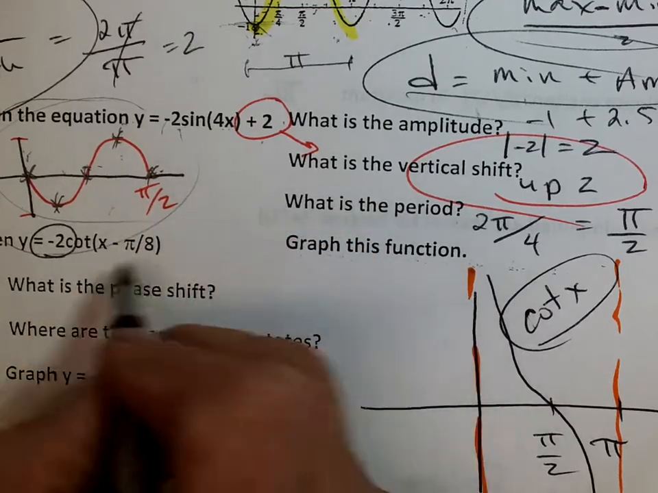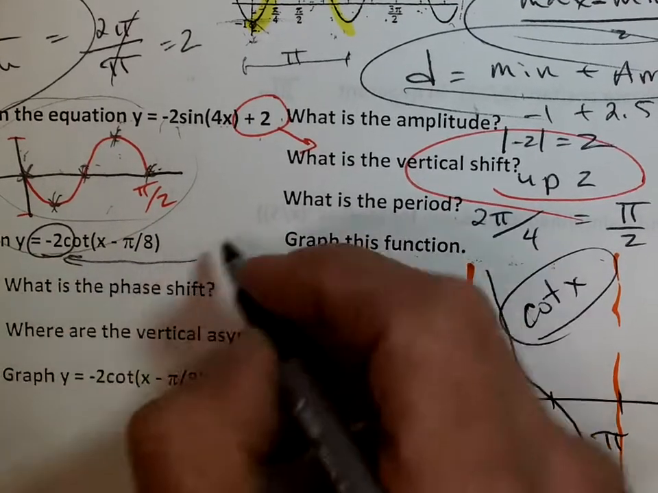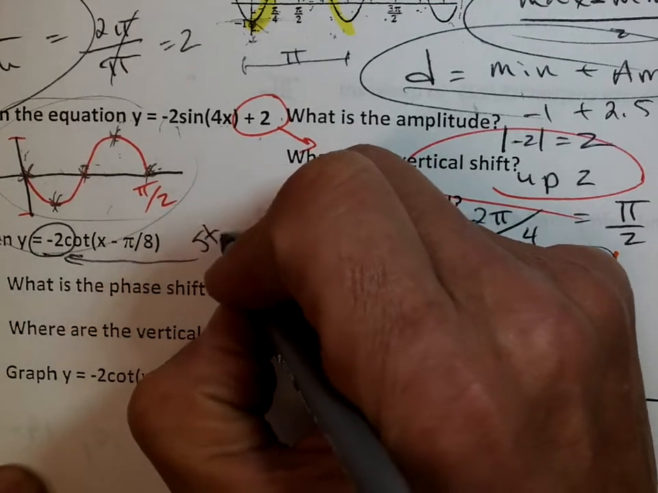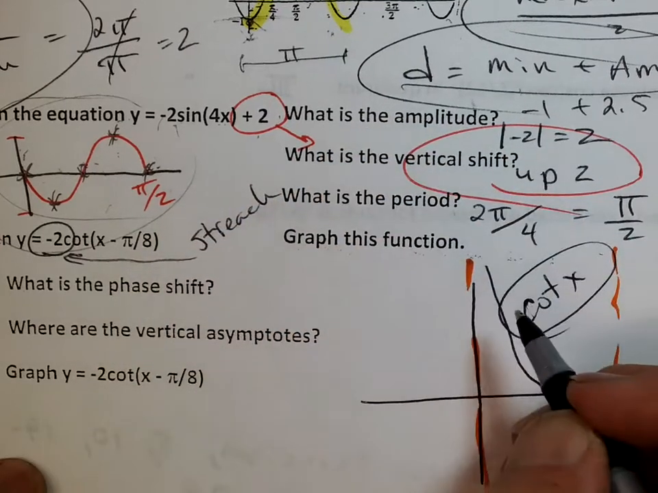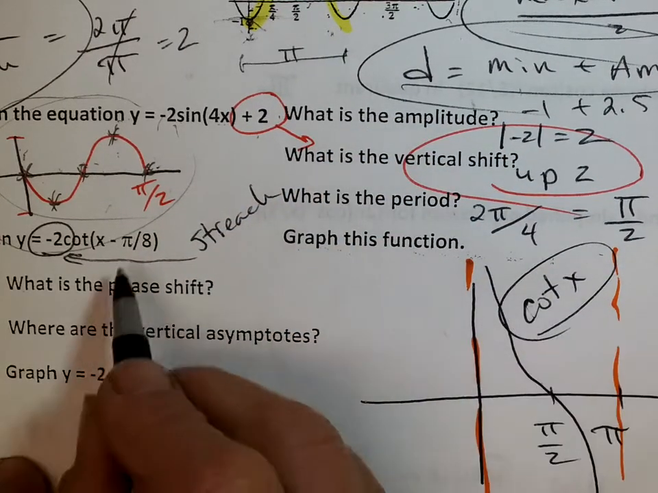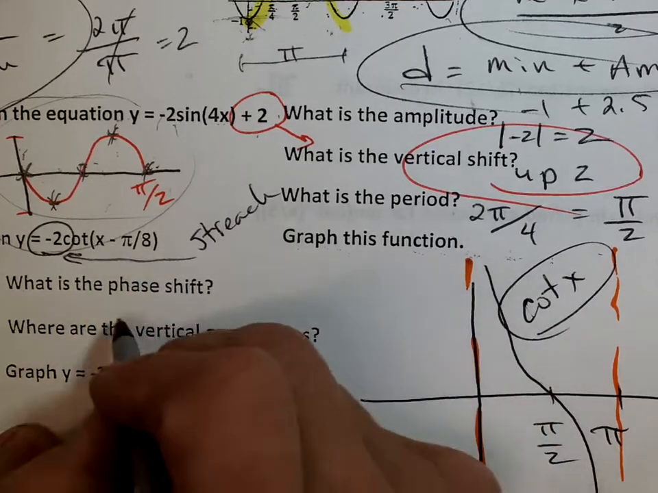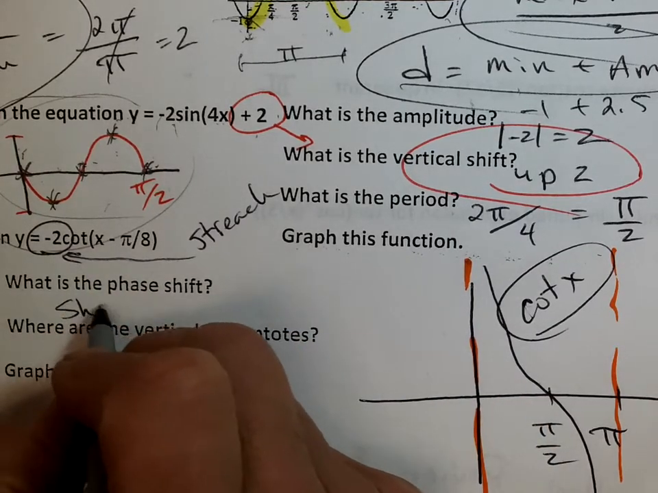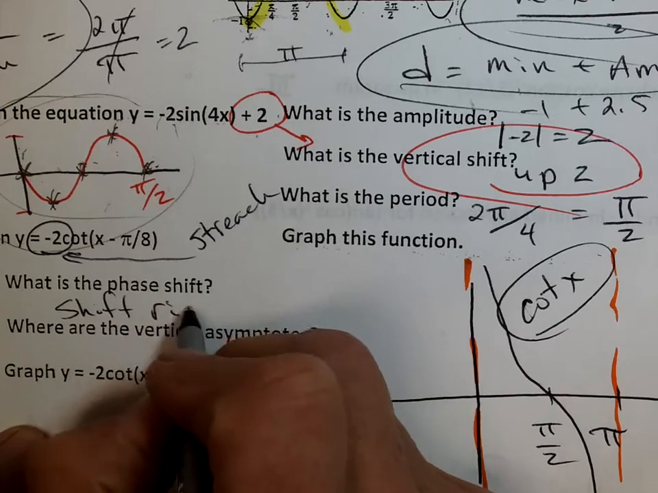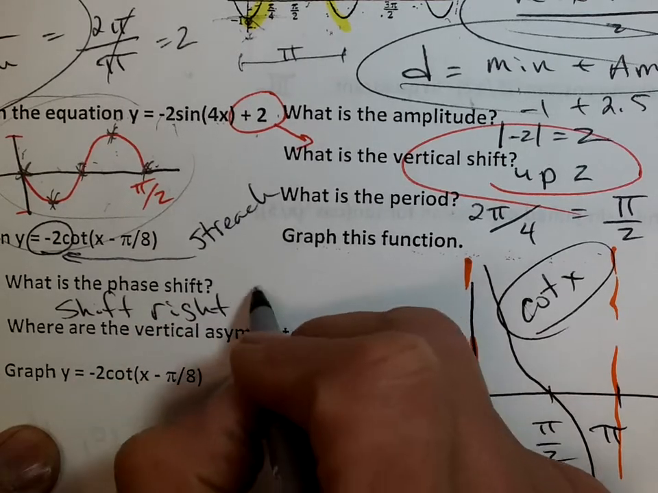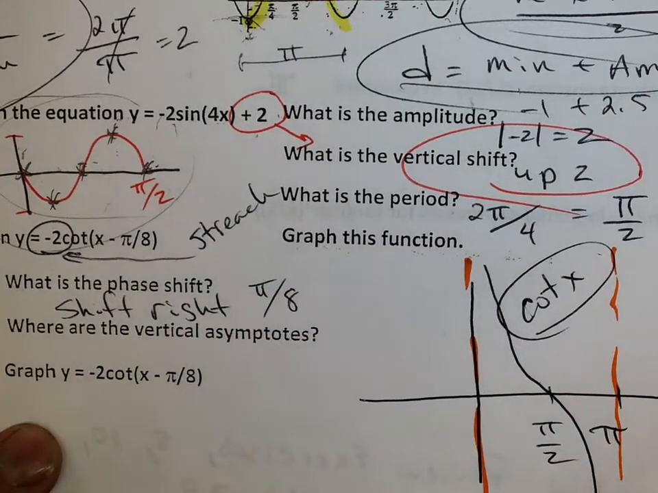We're going to stretch it by 2. And then we're going to move it, shifting to the right pi eighths. Okay? So let me do that.